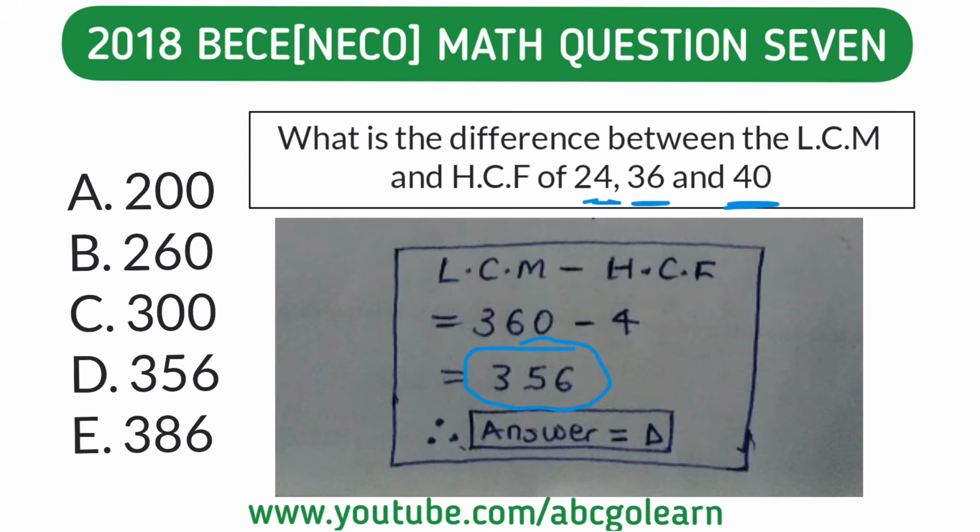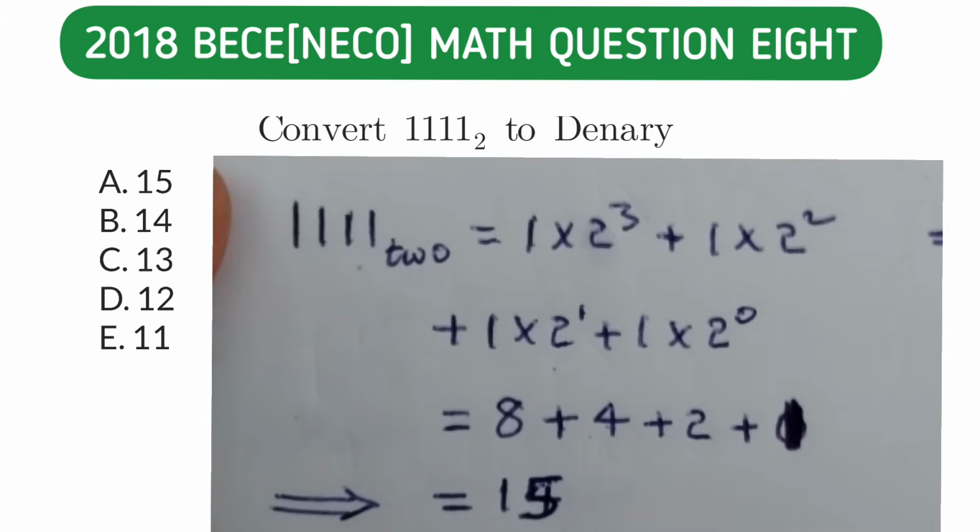356. So our answer is what? Our answer is D. Question number 8. Convert 1112 to denary.